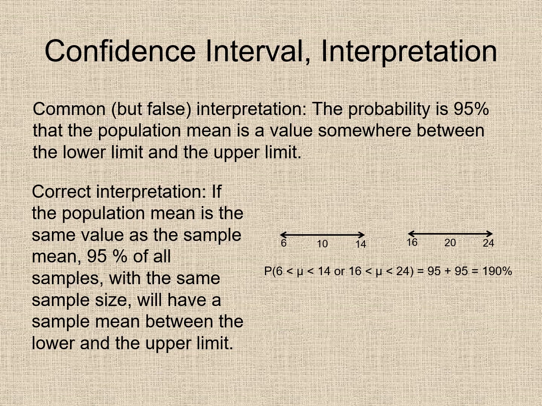Rather, in this case, with the first sample, with a mean of 10, we would say that if the population mean is 10, then if we draw samples from that population of the same size as the present sample, the probability is 95% for the sample means to be somewhere between 6 and 14. And in the second case, we would say that the probability is 95% for sample means to be somewhere between 16 and 24. And this interpretation makes sense. It's a true interpretation.